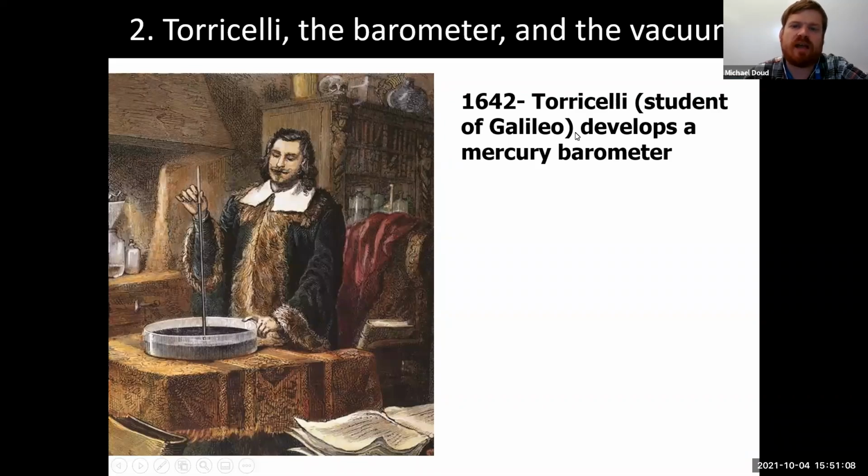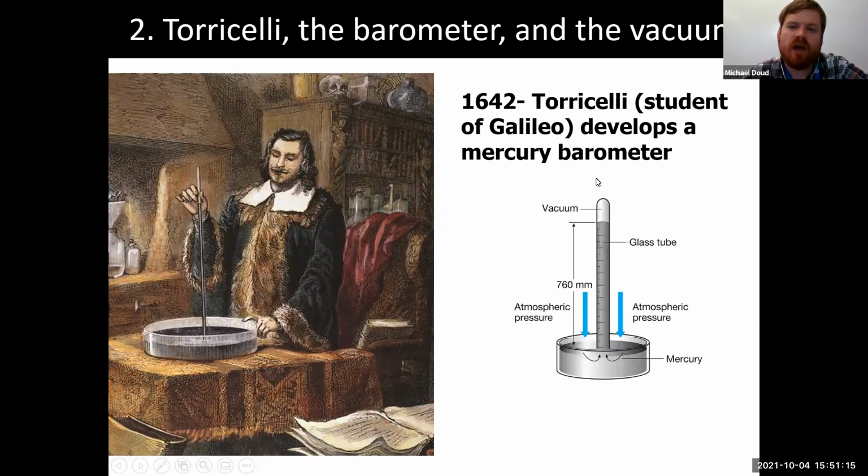He was a student of Galileo, among many others, and he was the first to develop the mercury barometer that we talked about before. Basically, it's exactly the same thing I was showing you on the previous slide. You fill a glass tube with mercury, you have a pool of mercury at the bottom, and invert the tube into the pool of mercury. No matter the size of the tube, this glass tube is always going to be filled with 760 millimeters of mercury above the pool of mercury here.